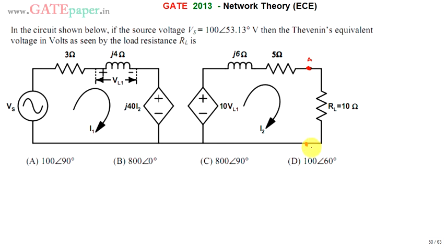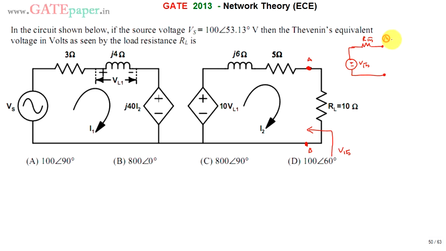Say it as A and B terminals, that is the load terminals, and now we are going to check what the Thevenin's voltage is across these A and B terminals. You are looking into the load resistance. Thevenin's theorem says that any complex network can be equivalently represented with a Thevenin's voltage in series with Thevenin's resistance. Thevenin's voltage is VTH and Thevenin's resistance is RTH.